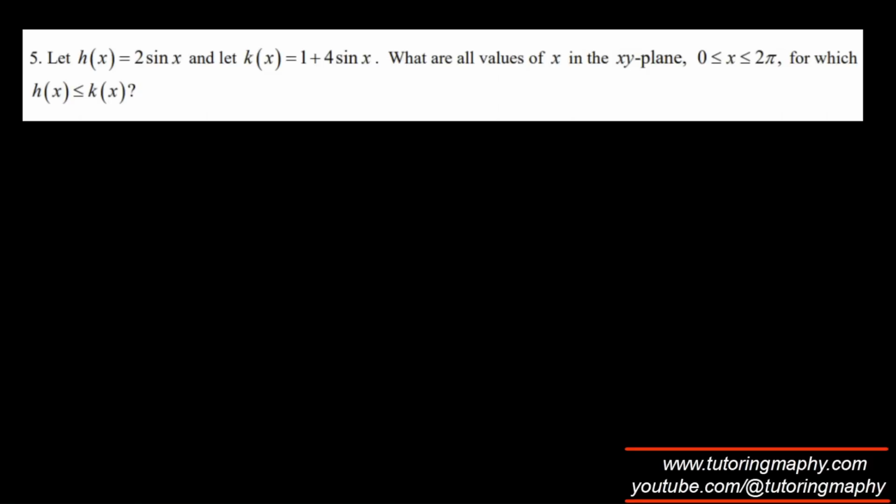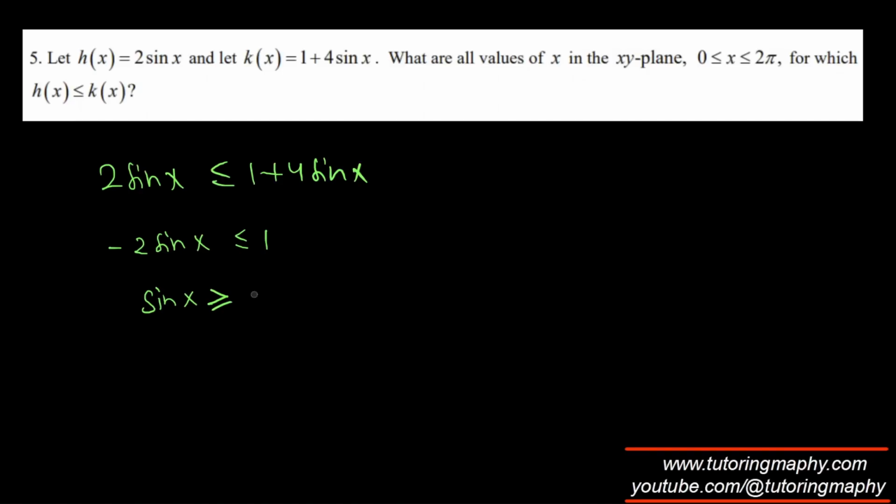h(x) should be less than or equal to k(x), so h(x) is 2 sine x, and that should be less than or equal to 1 plus 4 sine x. I'm going to subtract 4 sine x from both sides, so 2 sine x minus 4 sine x is minus 2 sine x, which is less than or equal to 1. Dividing both sides by negative 2, of course, the inequality sign is going to switch, and this will become negative 1 over 2.